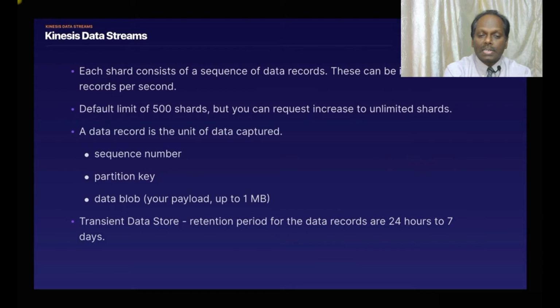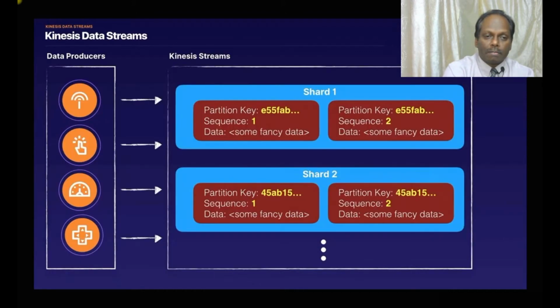The transient data store retention period for data records is about 24 hours to 7 days. The partition key is unique, and the sequence number flows on 1, 2, 3, 4 like that in a particular shard. And you can see here, this gives broad information: every record contains a partition key which is unique, and the sequence number goes 1, 2, 3, on like that. In this way, these shards are identified by Kinesis Data Streams.